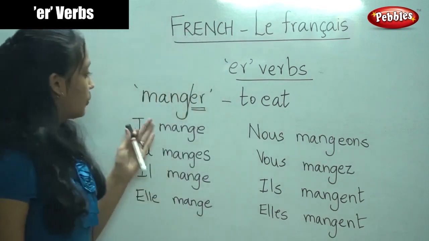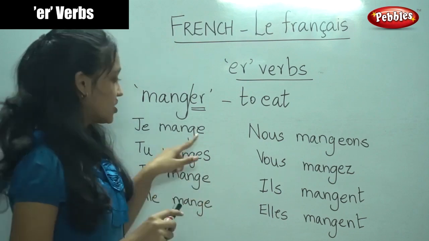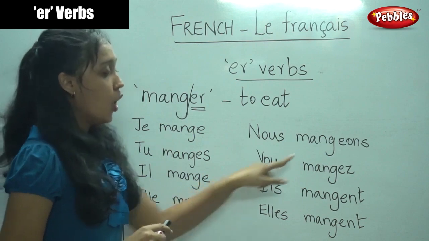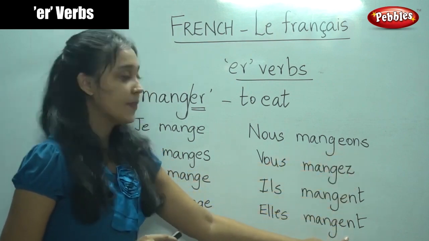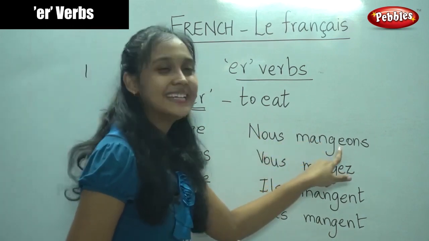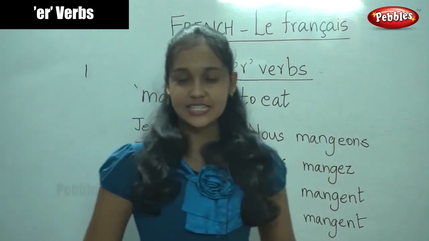So, I hope you understood this. Most of the ER verbs do not have any changes. It is E, ES, E, E, ONS, EZ, ENT, ENT. For the verb manger alone, you have to remember, for nous, we add an E in between. So, I hope you have understood. Are you ready to see some more verbs?